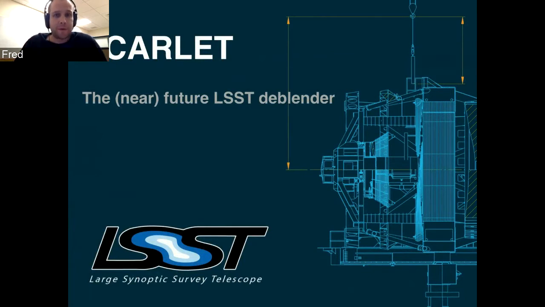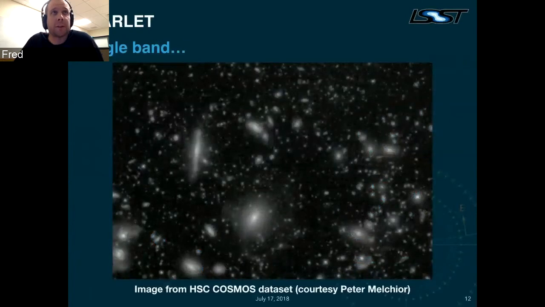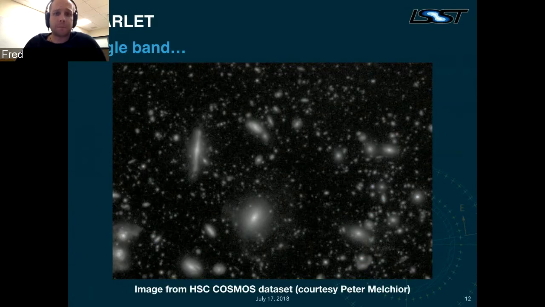When we first started working together, we realized that one of the problems with the blending is that it's all done in a single band, and we're getting rid of a lot of information. If we just add color, it really helps a lot to distinguish different objects. You can see certain blue objects and red objects around other sources that really stick out once you add color.